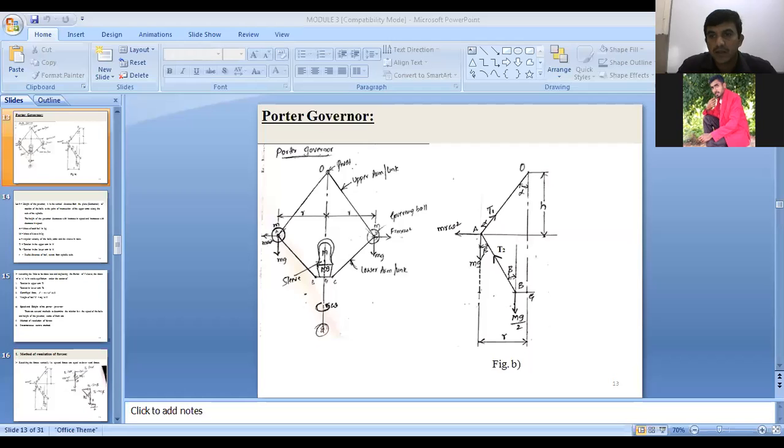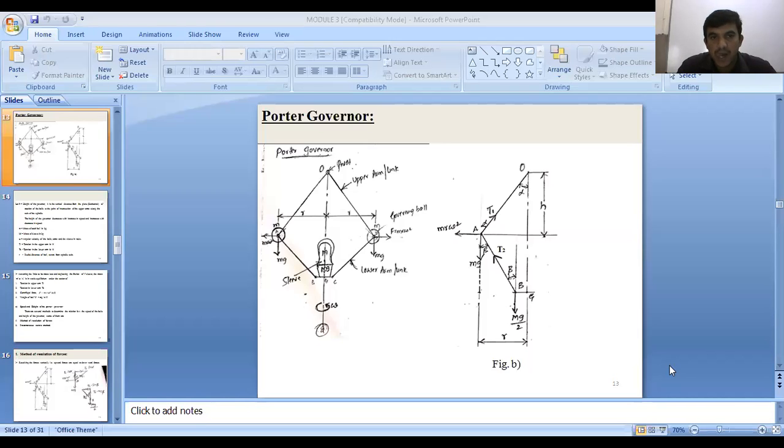Now the PPT is visible. Yes, give me response. PPT is visible, yes sir. What is the slide title? What is the name of the slide? Porter Governor.